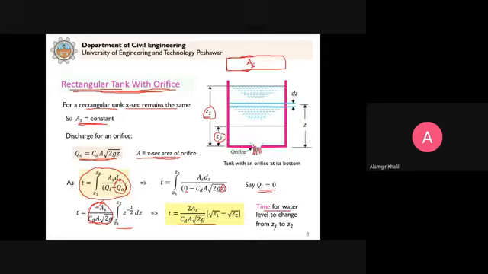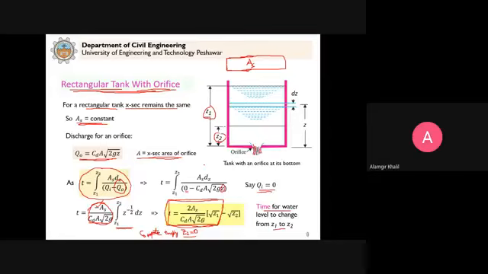For example, if we want to completely empty the tank, then what will happen? Z2 should be equal to 0. For completely emptying the tank, clear? For complete emptying, Z2 should be 0, and then this will be the formula to calculate the time for complete emptying. So this is one case I considered.